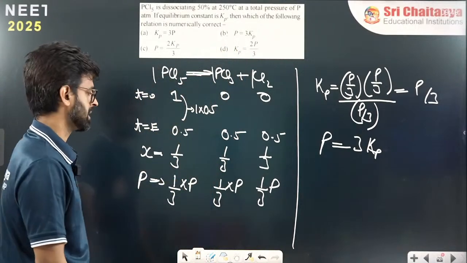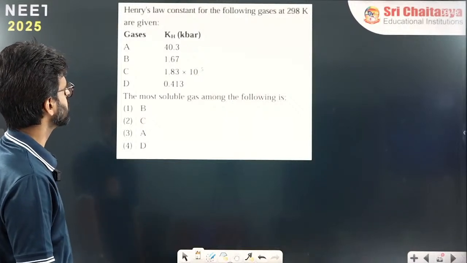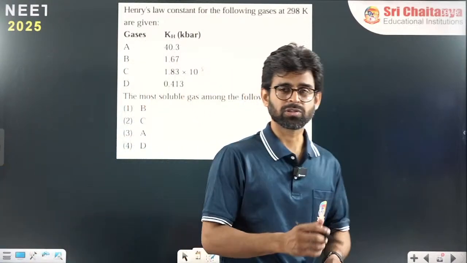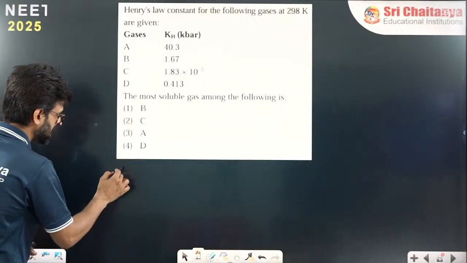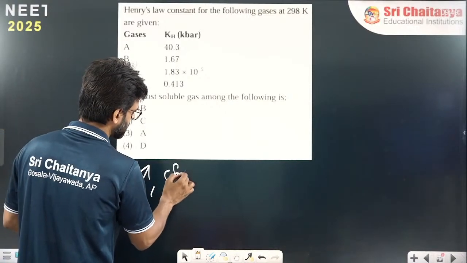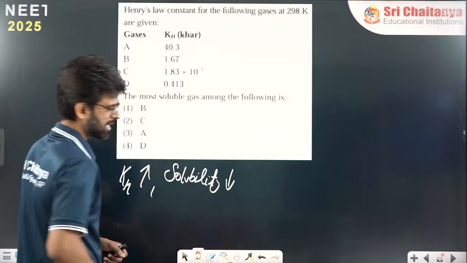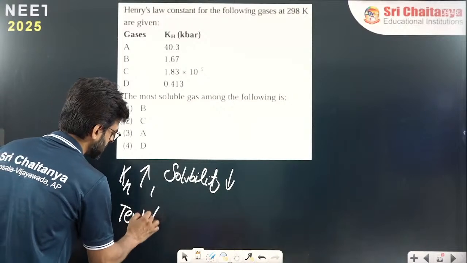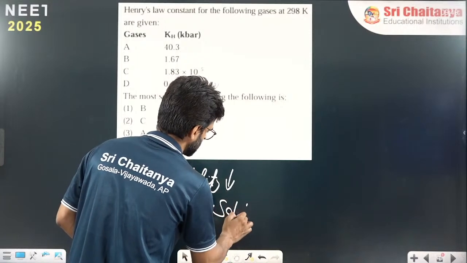Okay, right? Good. Next thing, if you look here, the Henry law constant for the following gas at 298 Kelvin are given. Okay, last year's NEET question where many students made a mistake. We discussed this very clearly that if Kh, Henry constant of a gas increases, the solubility of gas decreases. First point. And if temperature increases, remember the Henry constant of gas increases, and then also I will say what? Solubility decreases.